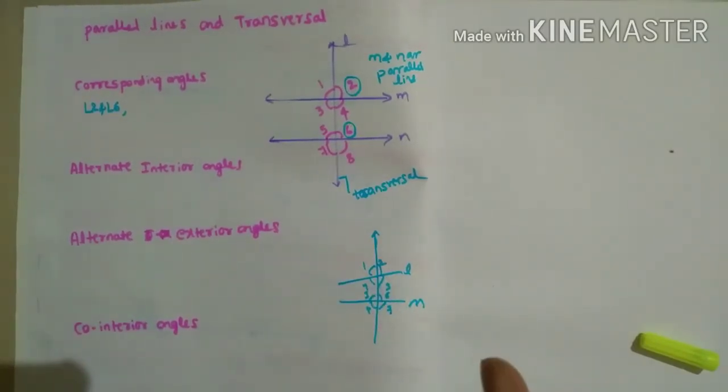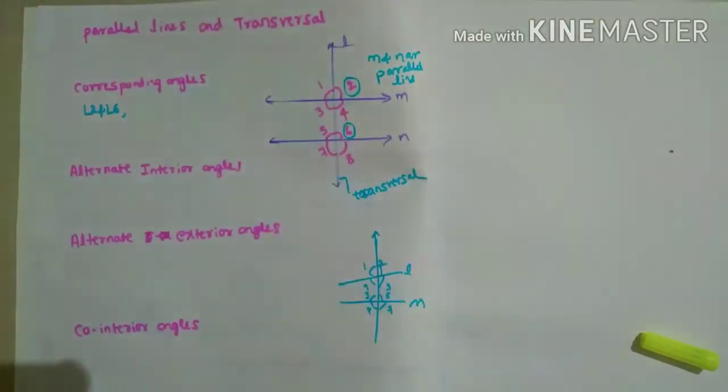Corresponding angles are equal only if the lines are parallel. Which are the corresponding angles? Identifying is important, and knowing when they are equal is also important. If the lines are parallel, then only they are equal. If the lines are not parallel, they are corresponding angles, but they are not equal angles.